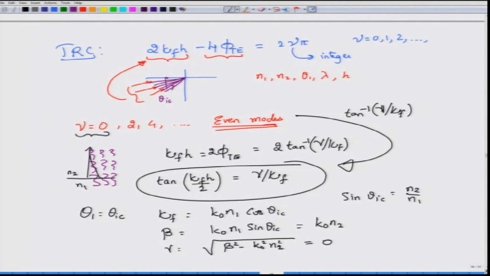which would not decay at all, it would remain constant. Only when we increase the angle theta 1 beyond theta IC, then the propagation constant gamma will be non-zero, and the evanescent wave actually starts to decay. So, this is barely the position of what is called a cutoff. Cutoff conditions are always characterized by this gamma, which is the decay constant outside the film.